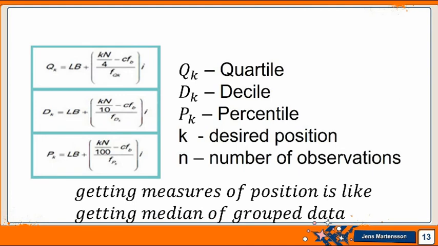So if you're having struggles in finding the lower boundary, the less than CF, or the less than cumulative frequency of your median class, quartile class, decile class, and percentile class, then you should help yourself in finding resources or activities or ways to practice how to get the measures of central tendency, specifically the median of the grouped data, and then continue it with the measures of position with quartile, decile, and percentile of the grouped data.